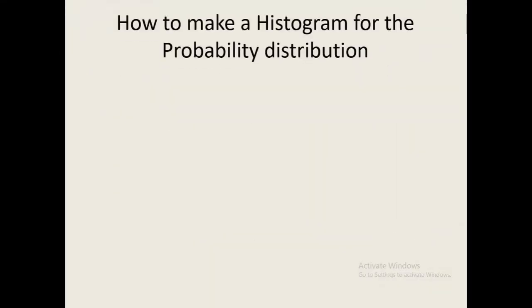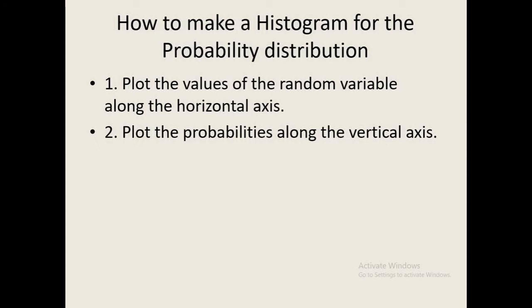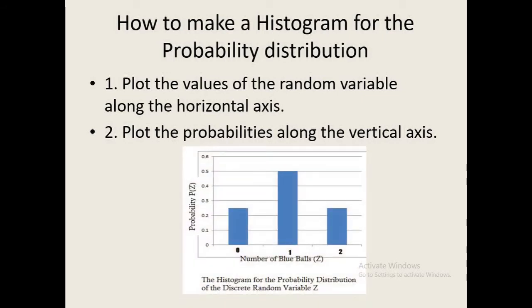How to make a histogram for the probability distribution. Number 1. Plot the values of the random variable along the horizontal axis. Number 2. Plot the probabilities along the vertical axis. So here is an example below.